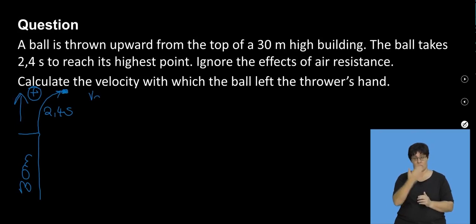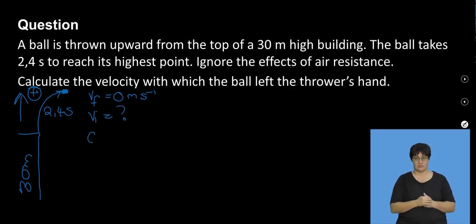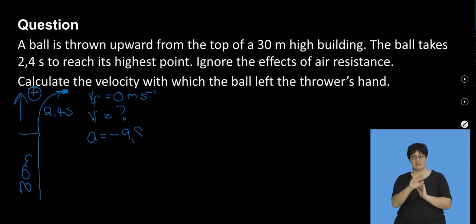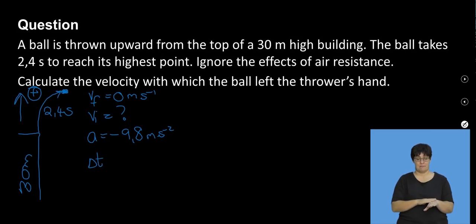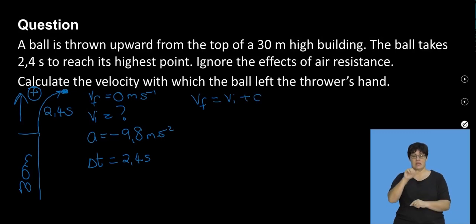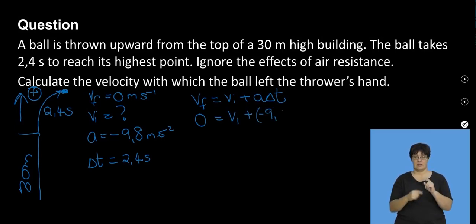I know my final velocity is 0. My initial velocity is what I'm looking for. My acceleration is now going to be minus 9,8. And my time, 2,4 seconds. Same equation we just used. So VF equals VI plus A delta T. VF is 0. We want VI. This is minus 9,8 times 2,4.